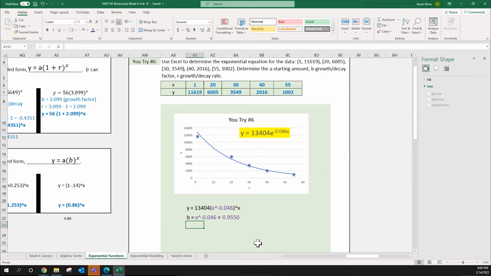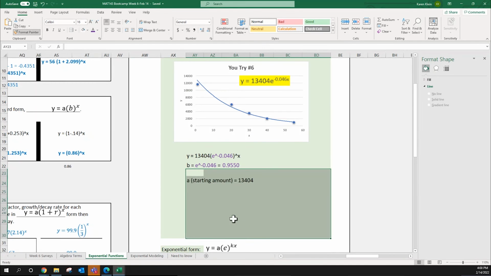All right, so the questions they're asking me are determine the starting amount, determine the growth or decay factor, and determine the growth and decay rate. So let's find our value of A. So A, which is known as our starting amount, is equal to 13,404. And let's reformat these cells so that I don't have to keep doing that.